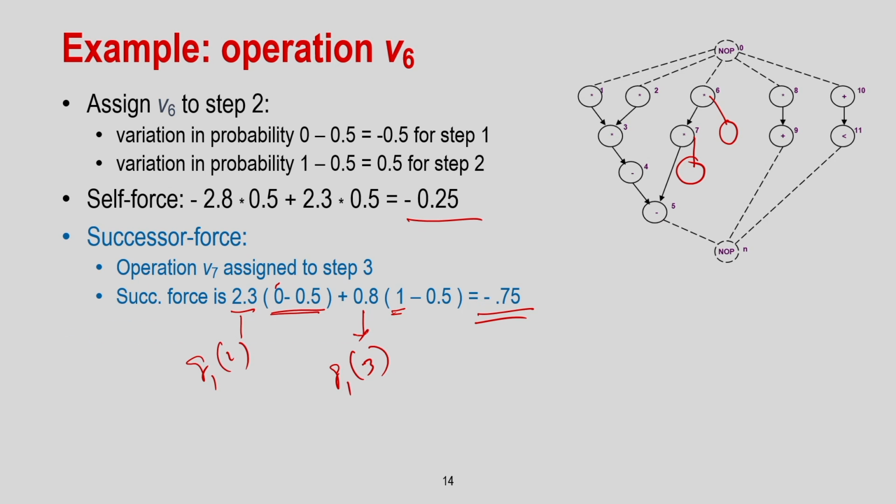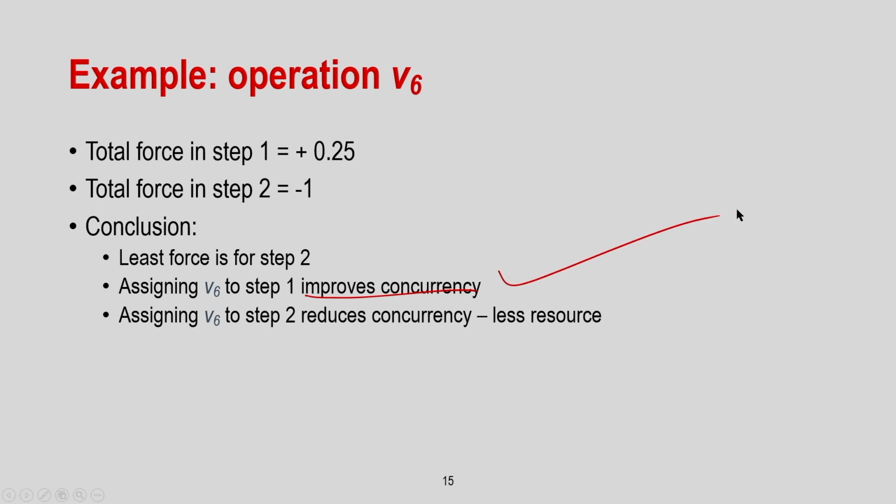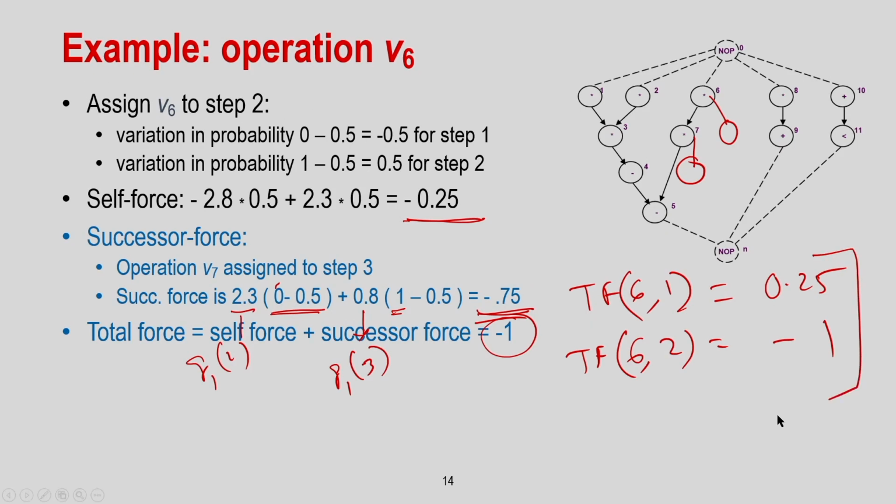So, the overall force is what? The self force plus successor force, which is minus 1, right. So, what we understood is, if I schedule this operation, the total force of operation 6 in timestamp 1 is 0.25, because it does not have any successor force, because it does not impact 7. But the total force if I schedule the operation in timestamp 2 is minus 1, because it is minus 2.5 plus 0.75, it is minus 1. So, what does it mean? If I schedule this operation in timestamp 1, it will improve the concurrency, and if I schedule this operation in 2, it will reduce the concurrency, right. That is what we can understand from this total force, and that is the impact of a certain operation being scheduled in a certain timestamp.